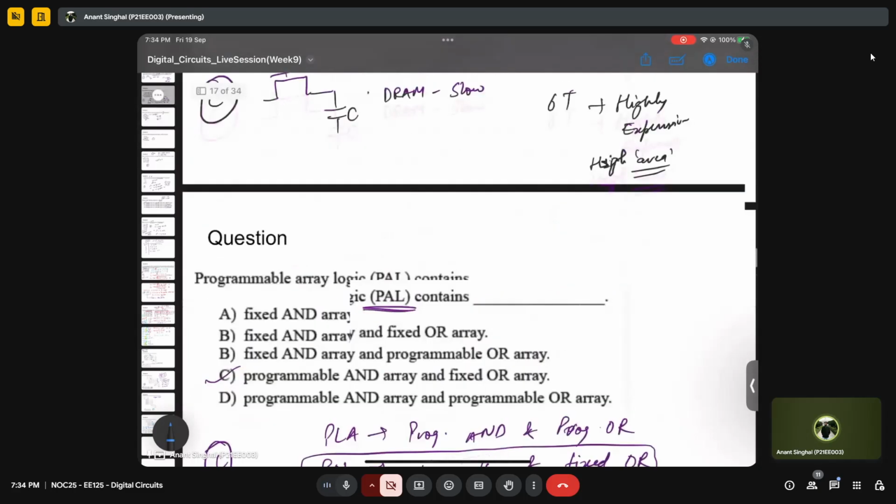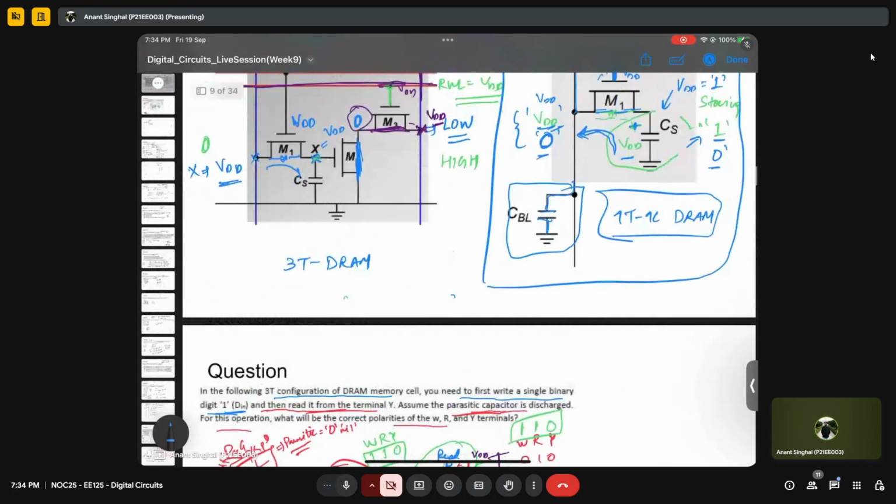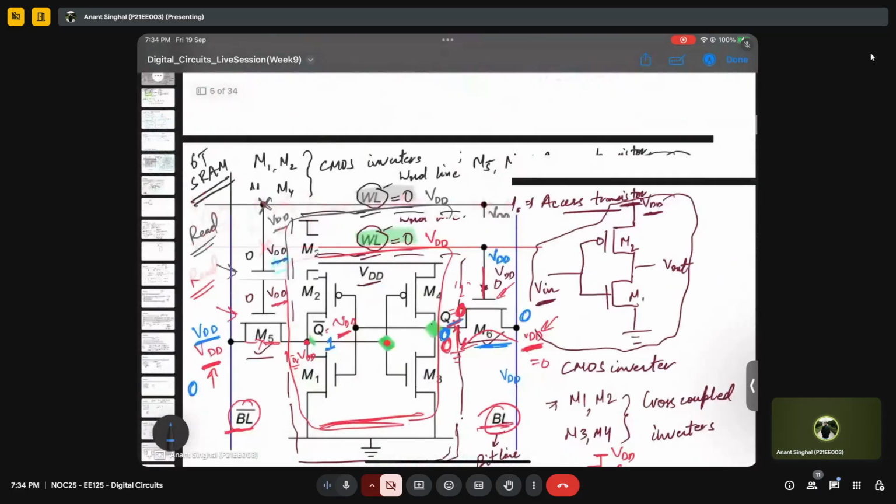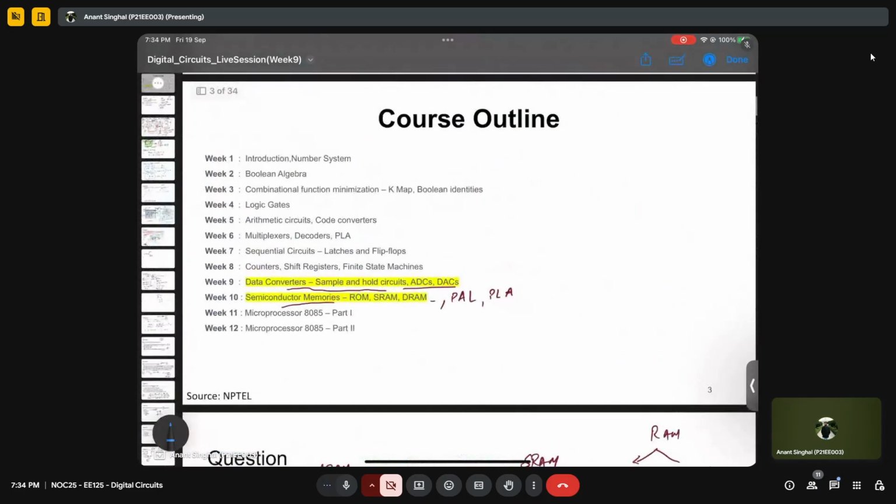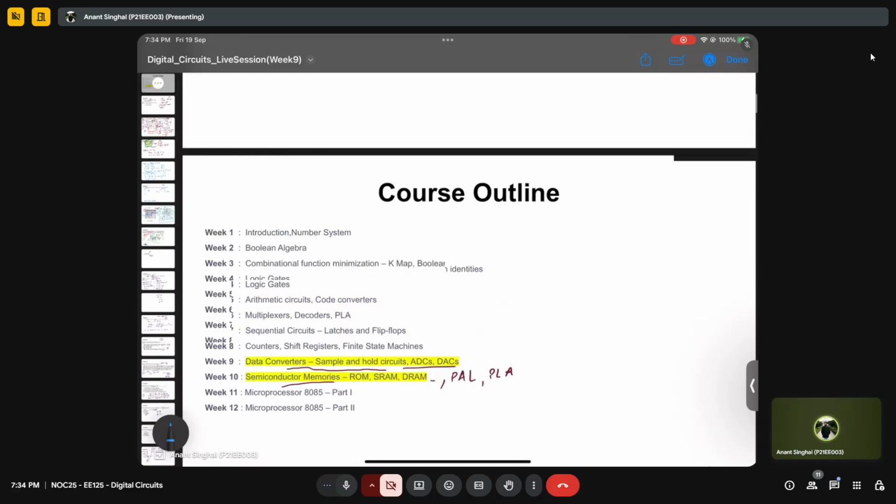If you have any query, please let me know. Maybe in the next week we might continue with some of the memory topics, or we might move ahead to the microprocessor topic. I'll see the assignment for week 10 and see accordingly what exactly we need to study about that. If you don't have any doubts, I think we can wrap up the session quickly.